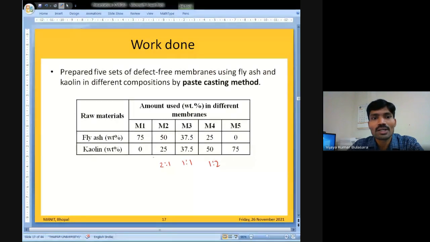Okay, so we want to utilize fly ash, so we have to optimize the composition which contains fly ash. If we go for M5, that is made of kaolin only, then there is no fly ash used here. So we have to compare the properties of all these 4 membranes containing fly ash with that of the 5th one containing kaolin only.